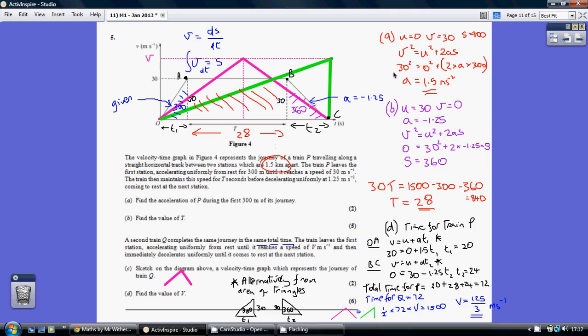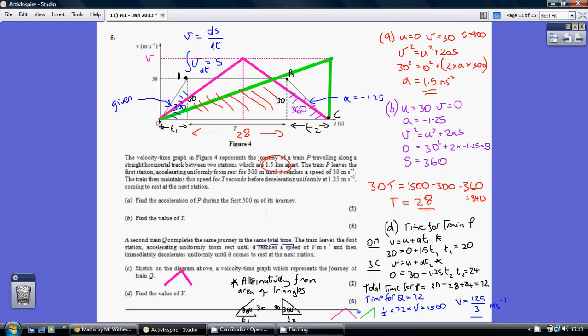So part A is just basic SUVAT. We can get the acceleration being 1.5. Now for part B, we're being asked to work out t, which is this length here. To do this, we're going to work out the area of the two triangles and take that away from the total area, which is 1,500. And then, given that's the area of that red rectangle, we'll just divide that by 30, which is its height, to get its base, which we're going to find out to be 28.